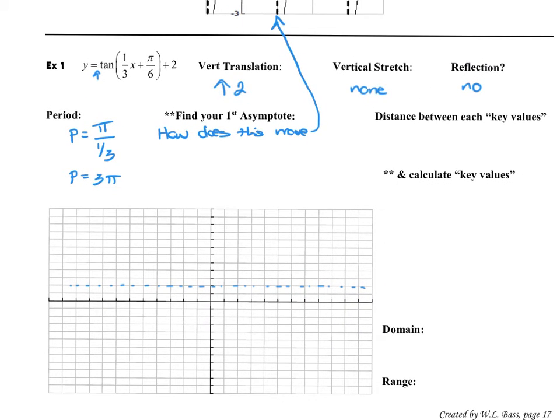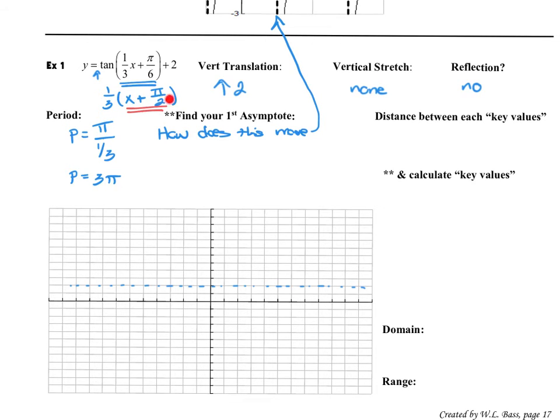What I'm going to do is we could either take this entire expression and set it equal to pi over 2, or what we've been doing up until now is we could factor out that period change, and I could rewrite this, factoring out that 1/3, and rewrite it as 1/3 times x plus pi over 2. Of course, if we distribute that 1/3, we'll get back to the original.